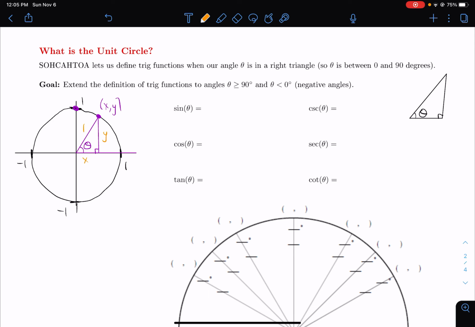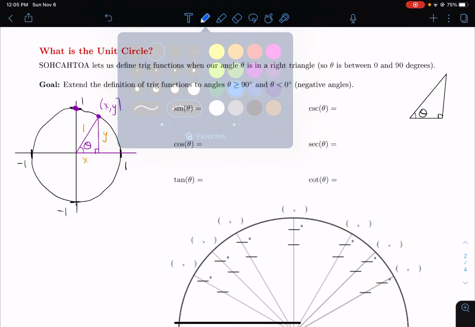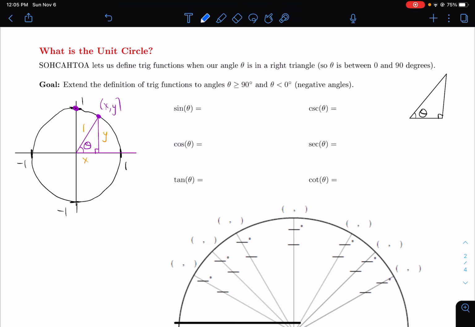Okay, so I'm going to use SOHCAHTOA to say what the trig functions are. So using SOHCAHTOA in this picture, sine is equal to the opposite, which is y, over the hypotenuse, which is 1. And that just simplifies to y. And I'm going to use this definition even when my angle is bigger than 90. So even if my theta was like this big, I'm going to be using whatever this point's y-coordinate is to define what sine is. Sine is going to be the y-coordinate of my point.